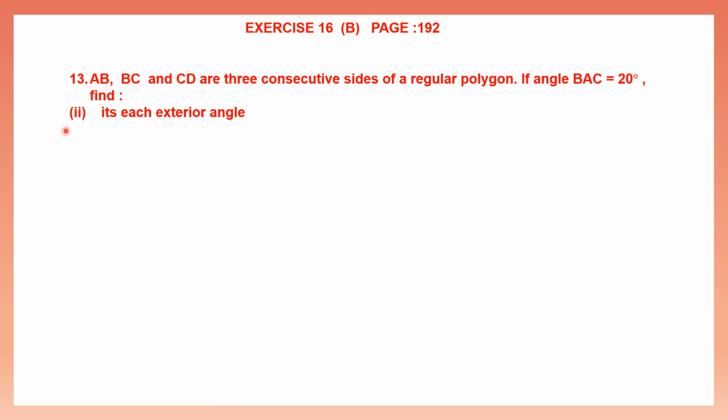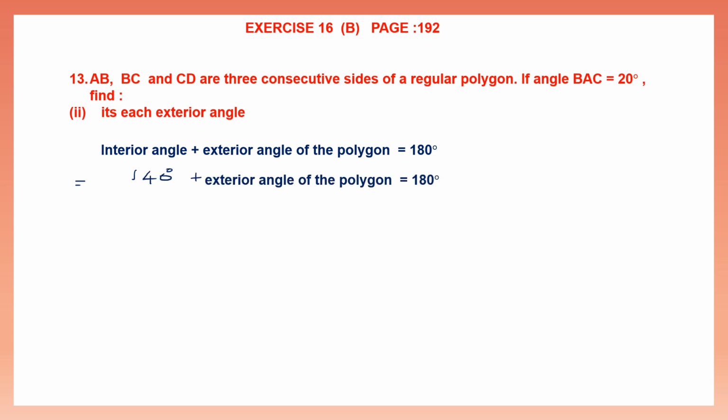Question 2 of the same question. Now we have to find its each exterior angle. And we know that interior angle plus exterior angle of the polygon will be equal to 180 degrees. And we just found out the interior angle is 140 degrees, plus the exterior angle of the polygon is 180 degrees. So now we can find the exterior angle of the polygon. That will be 180 degrees minus 140 degrees, which is 40 degrees.